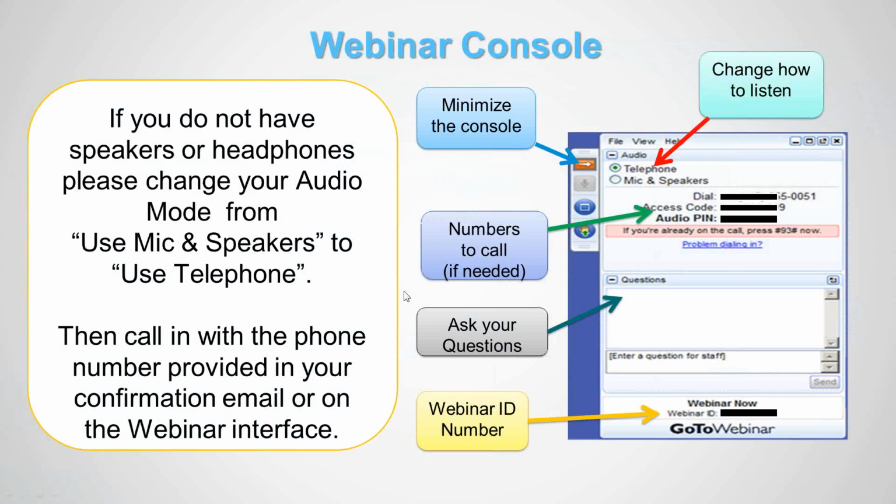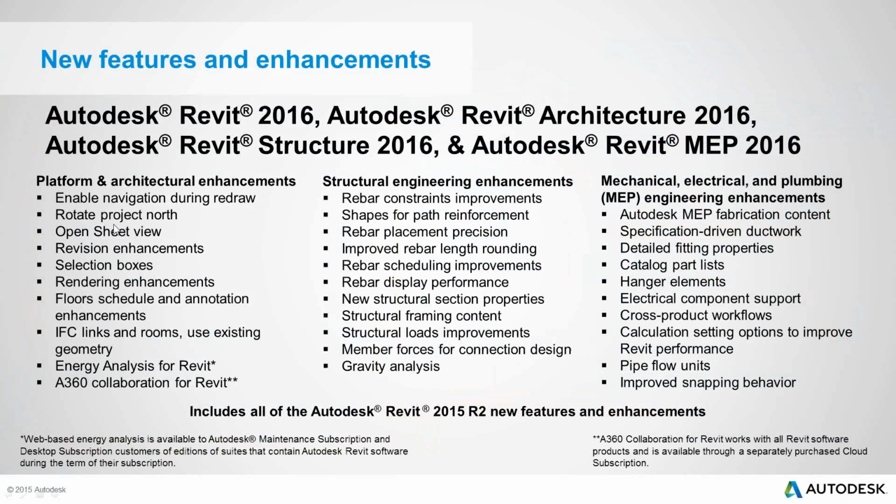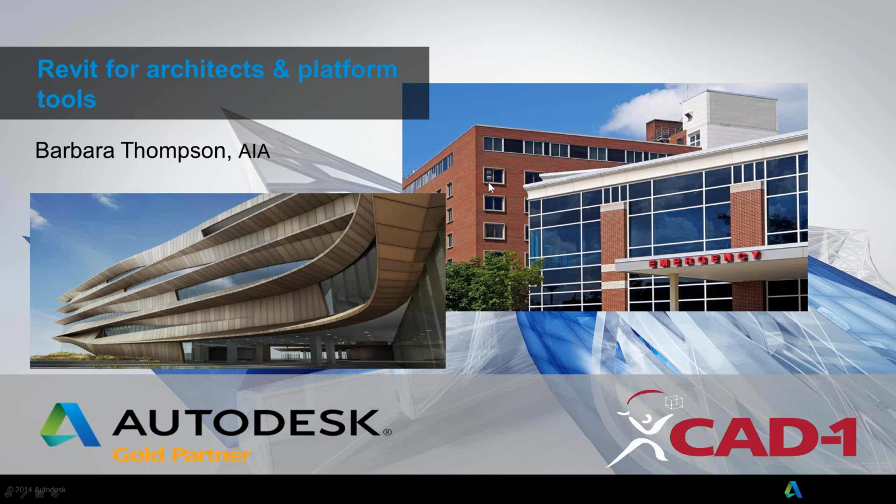All right, so I'm assuming everybody got past this part. So some of the new features here, I'll be looking at the new navigation, the improvement in the navigation in your models, and a few other features as far as the way that Revit regenerates. It's a lot faster. We've got some improvements in rendering, and then just some other workflow things. So for architects and the platform tools.